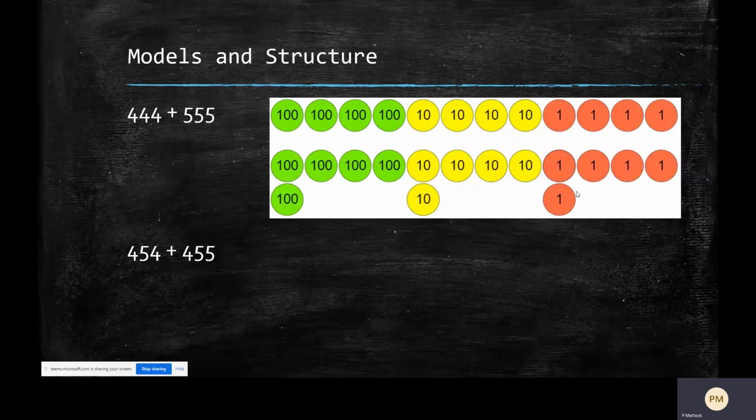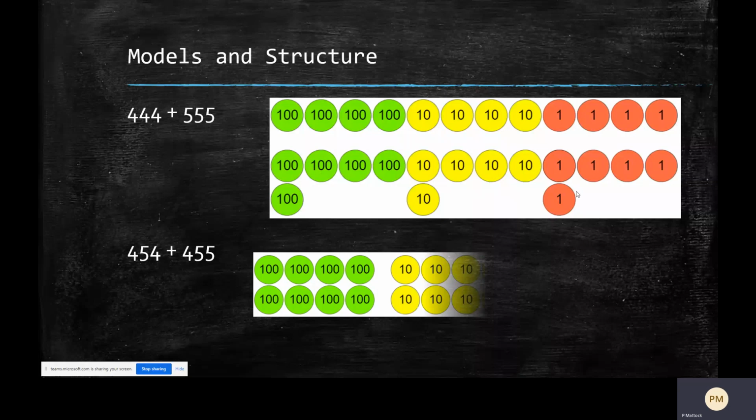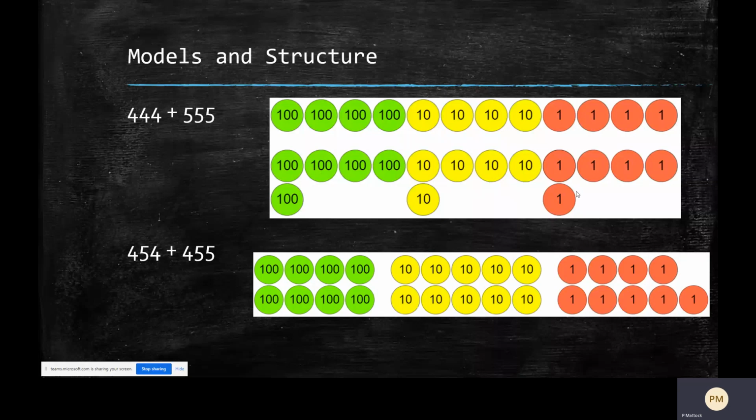But if I now look at an addition like this, 454 and 455, well, then perhaps the situation is not so clear, because now if I collect together my hundreds, I've got 8 hundreds, that's fine. And if I collect together my tens, I've got 10 tens. And if I collect together my ones, I've got 9 ones. But I don't have a number which is 829, do I? 829. That's not a number I'm familiar with writing.